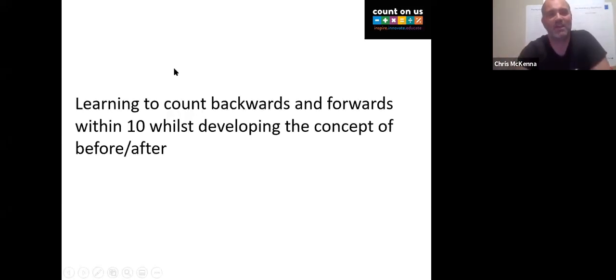Right, learn to count backwards and forwards within 10 while developing the concept of before and after.